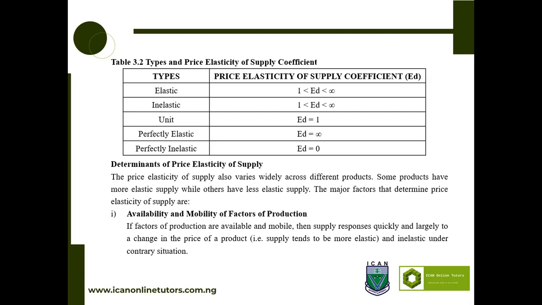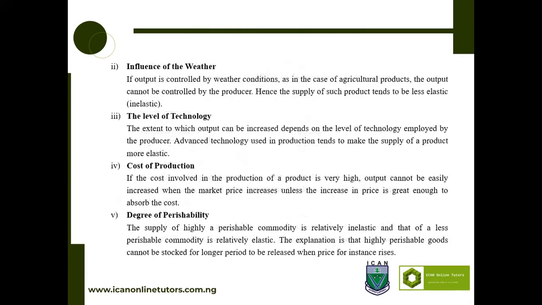If factors of production are available and mobile, then supply responds quickly and largely to a change in price of a product. And what are the factors of production? We have the land, we have the labor, we have the capital, and lastly, the entrepreneur. So if there is availability and mobility of these factors of production, the supply responds quickly and largely to the change in price of a product. So supply tends to be more elastic, and inelastic under the contrary situation.